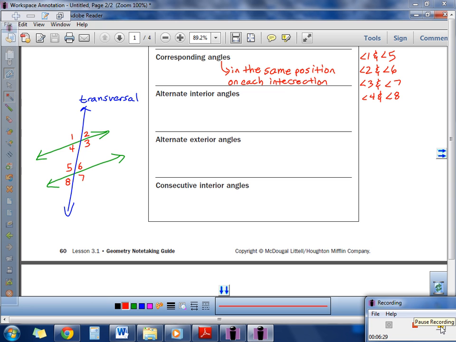Up next is alternate interior angles. If you understand what these words mean, you can kind of figure out the definition. Alternate, what's that mean? Changing sides. Change sides of the transversal.